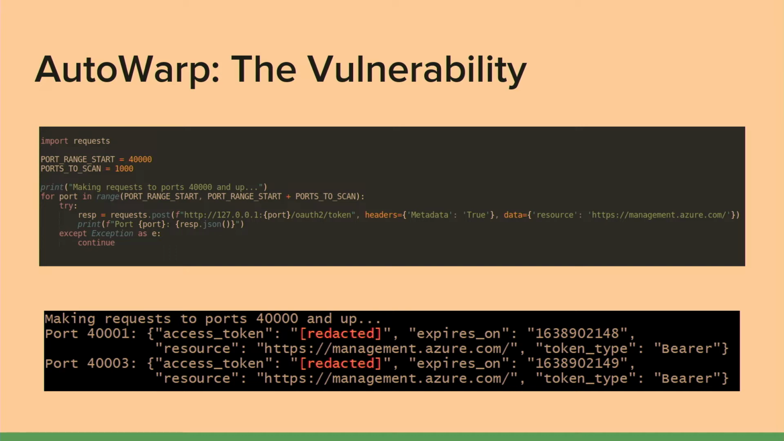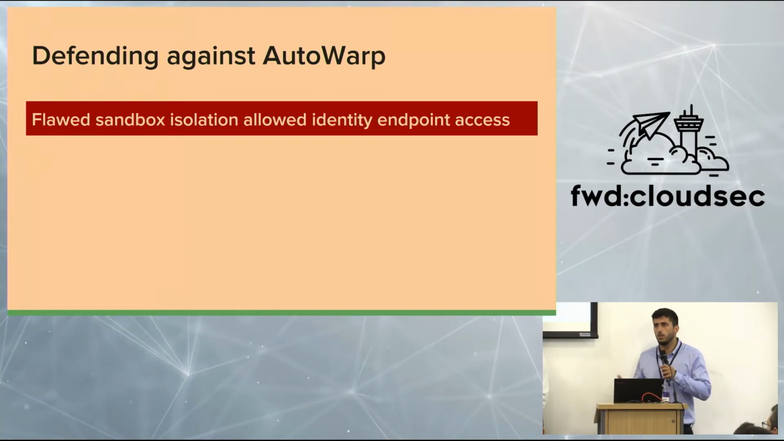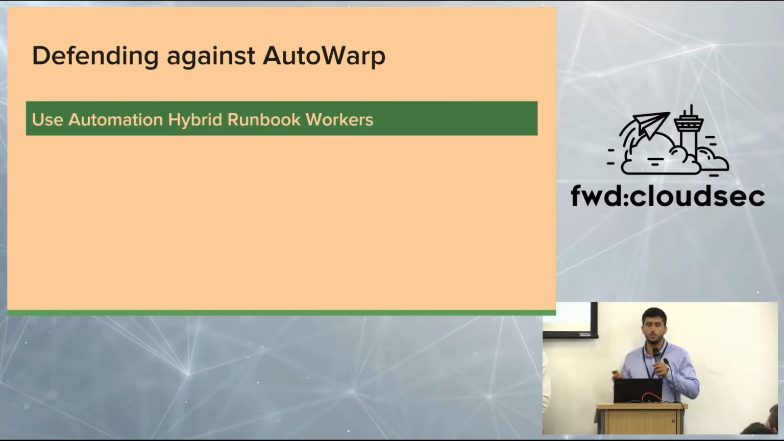So let's talk a little bit about what the problems are here, and how we can actually defend against them. The first problem is the obvious problem. It's the flawed sandbox. It's the environment that is vulnerable by itself. It's the vulnerability. How we would be able to defend from that is using the automation hybrid runbook workers, which is the feature that automation offers to move your workload to your own virtual machine. If you are running in your own virtual machine, you will not be vulnerable to this type of vulnerability.